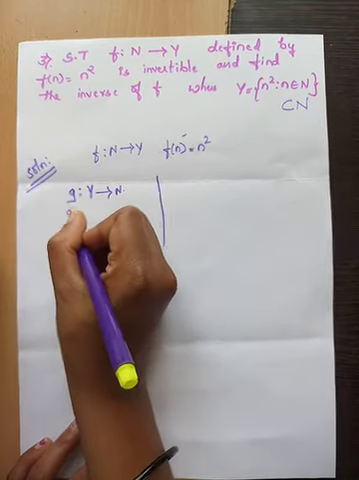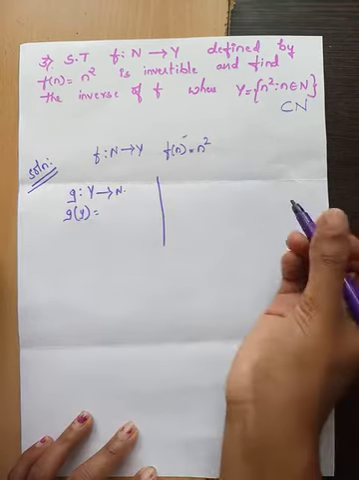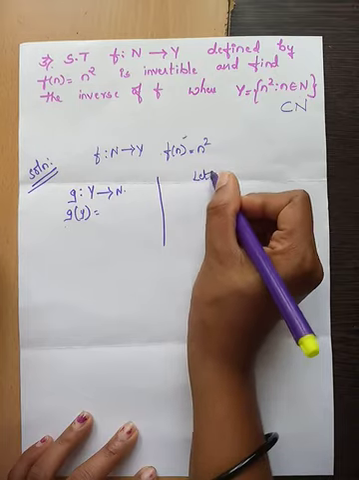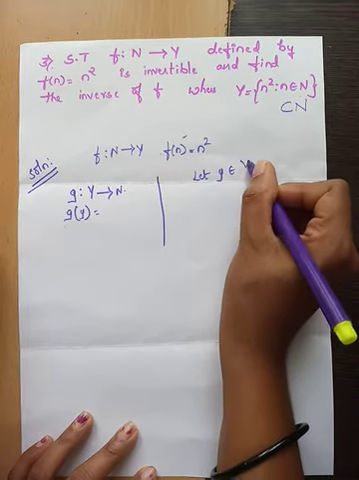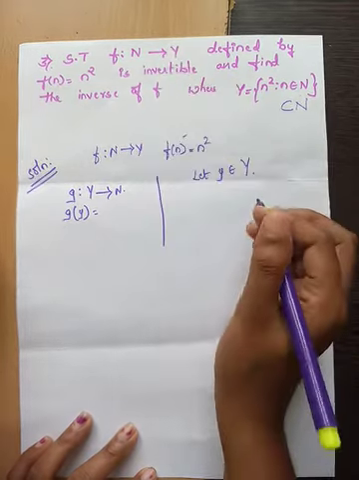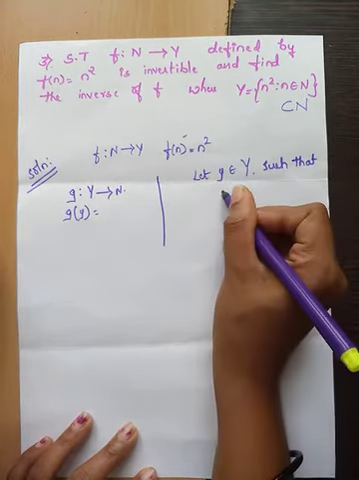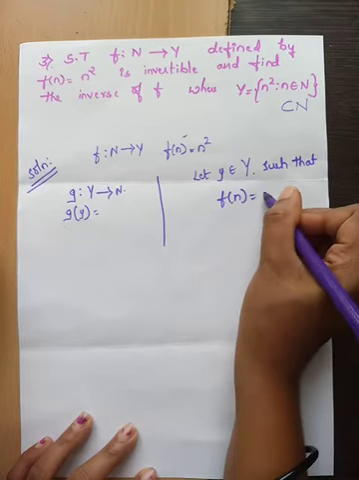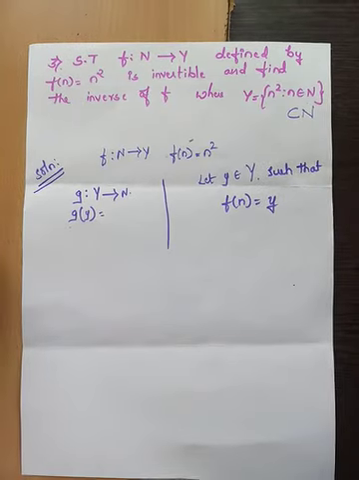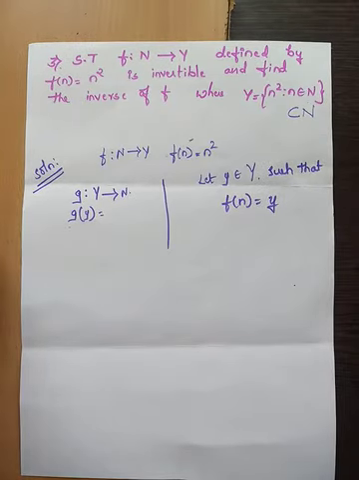Now, what will be g? What kind of function will be g? For that, what I will do? I will take y belongs to Y, that is our codomain, such that f of n is equal to y. We are taking one element in the codomain, y, such that for some element n in the domain N, f of n should give us the answer y.